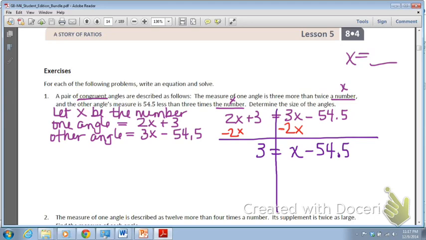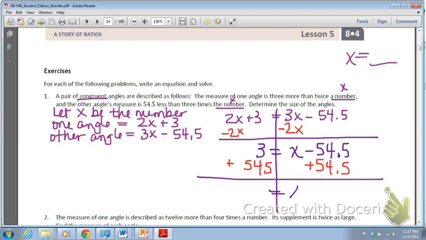Okay, so I'm getting closer. I have no x terms on the left side. So I'm going to use the addition property of equality, and if I add 54.5 to both sides of this equation, then I will have x all by itself on one side, which is what I'm going for. So the negative 54.5 plus 54.5 is 0. I could go plus 0 there, but I don't really need to because it doesn't change the x at all. And then on the left side of the equation, I have 57.5. All right, so I've solved for x, and x has a value of 57.5.